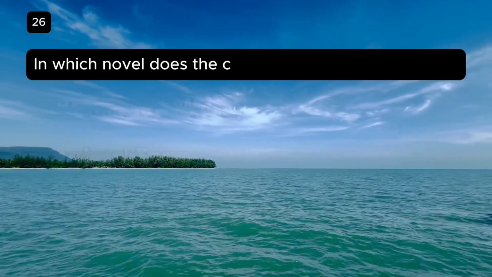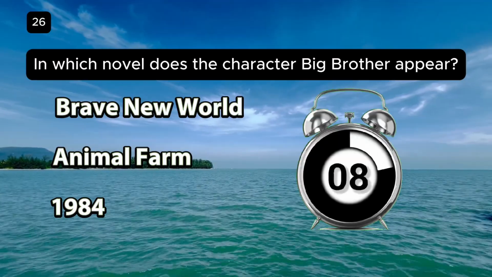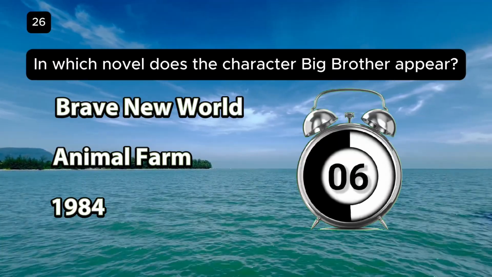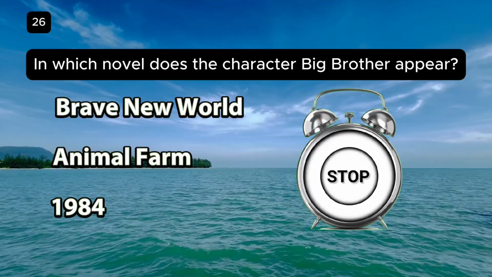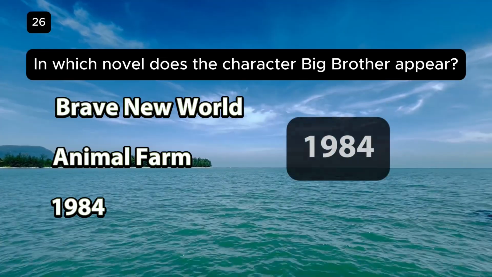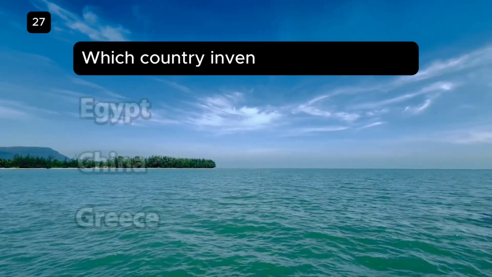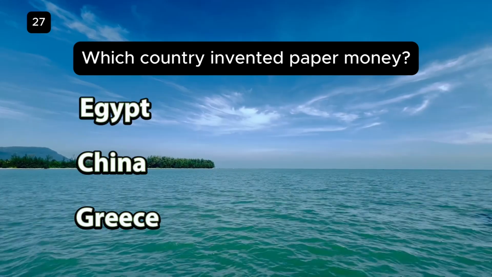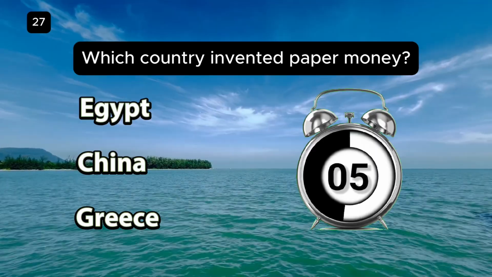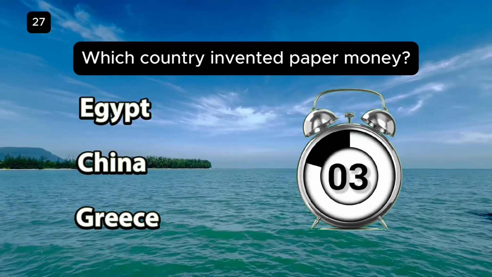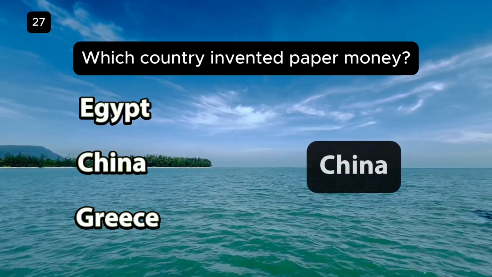In which novel does the character Big Brother appear? The answer is 1984. Which country invented paper money? Paper money was invented in China.